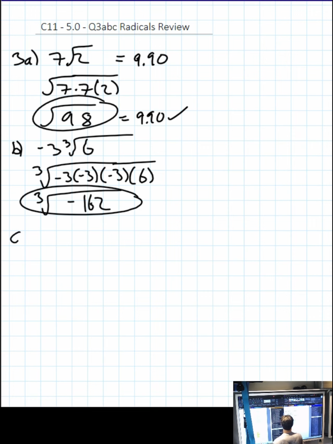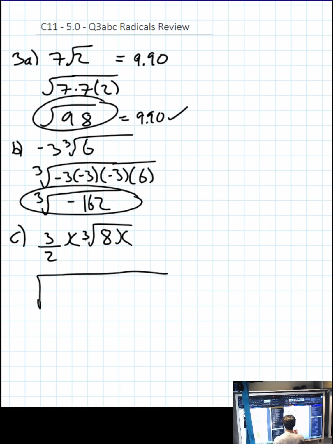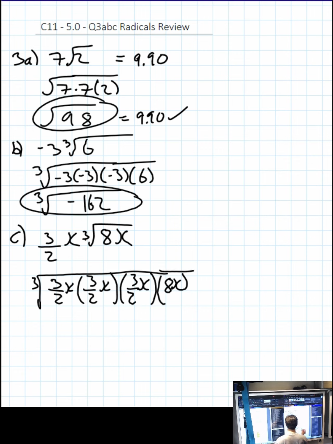Okay, we have 3c. So this is 3 over 2x on the top, cube root of 8x. So we're going to have to put 3 over 2x on the inside 3 times. So let's do a big 2-line cube root. Cube root. Good, so 3 over 2x times 3 over 2x times 3 over 2x times 8x. So down the page, let's start by setting up our cube root.